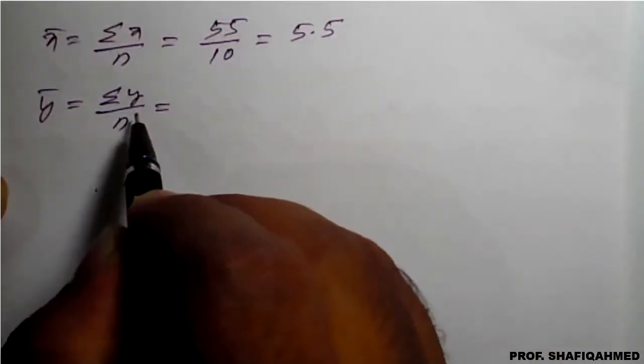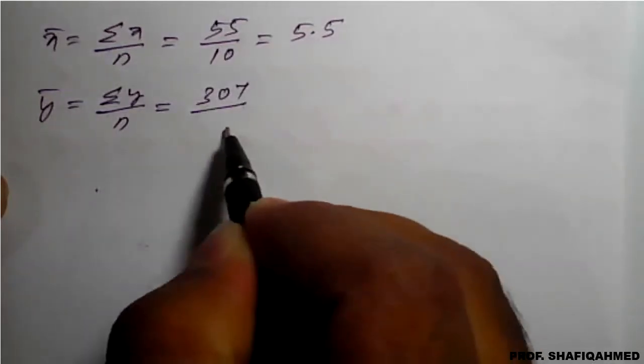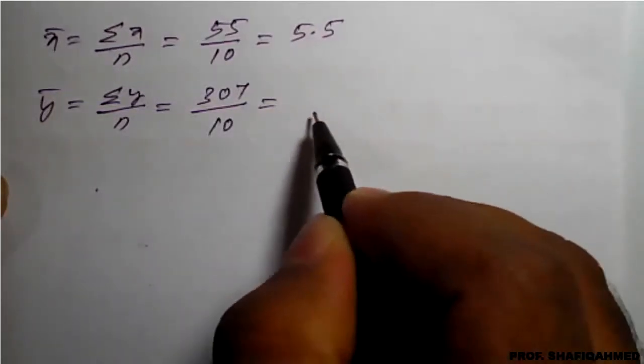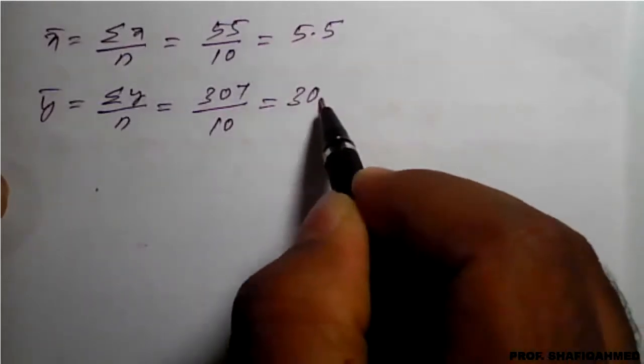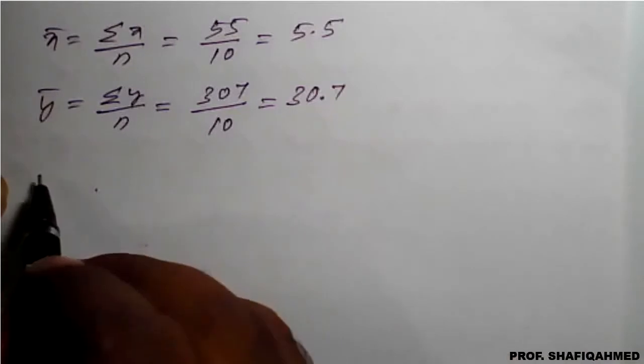Similarly, y bar is equal to summation of y divided by n. So summation of y is 307 divided by n, which is 10. If you calculate, this will become 30.7.